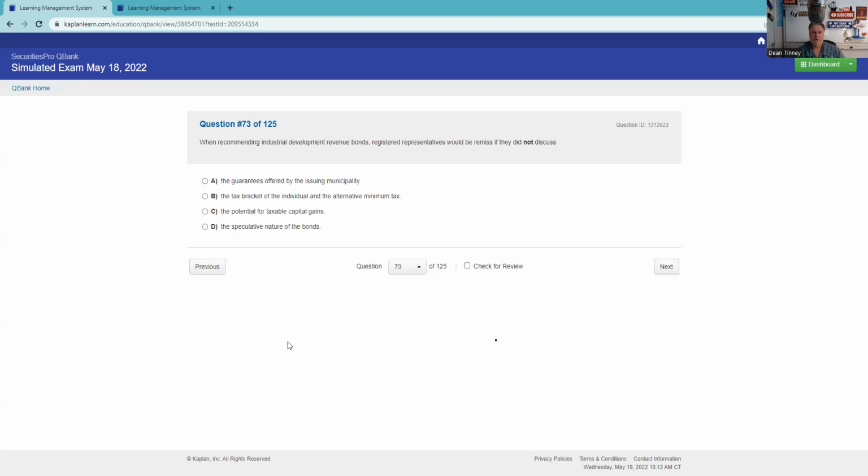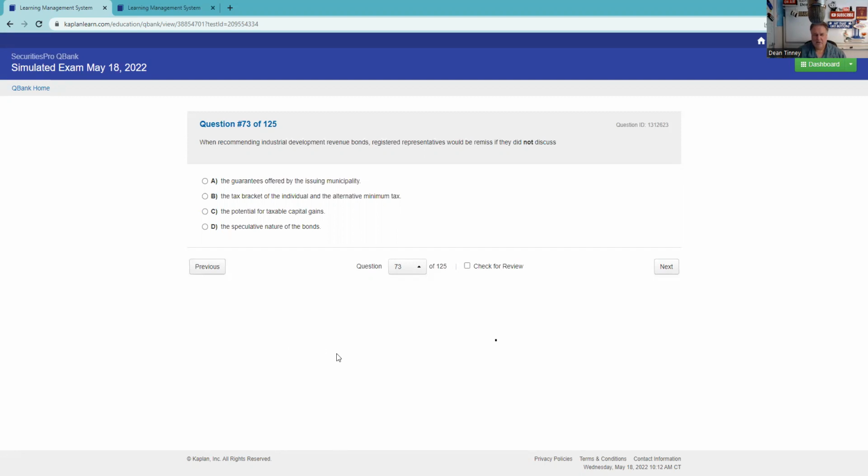When recommending industrial development bonds, the registered rep would be remiss if they did not discuss the guarantees offered by the issuing municipality. This is where, again, it's supporting a private activity. The tax bracket of the individual and the alternative minimum tax. Yes. Remember, the tax bracket's always going to be important, but in an industrial development revenue bond, as I just mentioned, they're supporting a private activity. And the IRS says that means these can be preference items under the AMT.